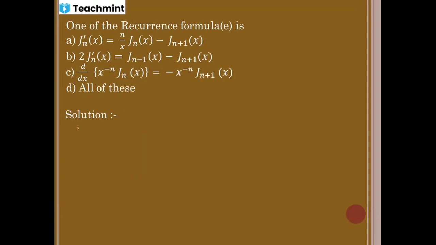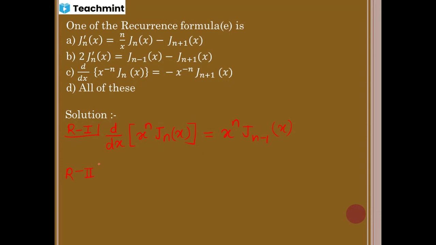There are 6 recurrence formulae, and what is our first recurrence formula? The first recurrence formula is the derivative with respect to x of x raised to n into Jn of x, right? Jn of x is what? It is the Bessel's function of first kind of order n, right? So that is equal to what? x raised to n, then Jn minus 1 of x. This is my first recurrence relation. Do we get this here? No. Now, what is the second recurrence relation?